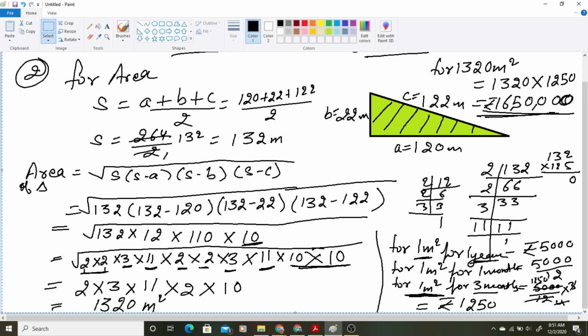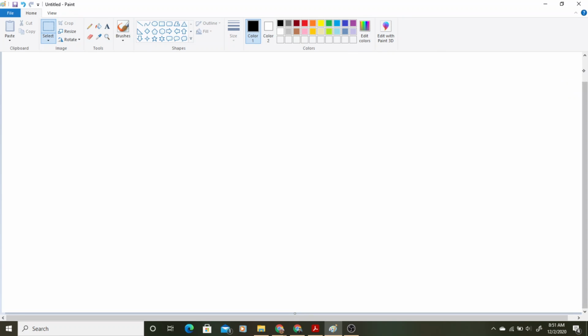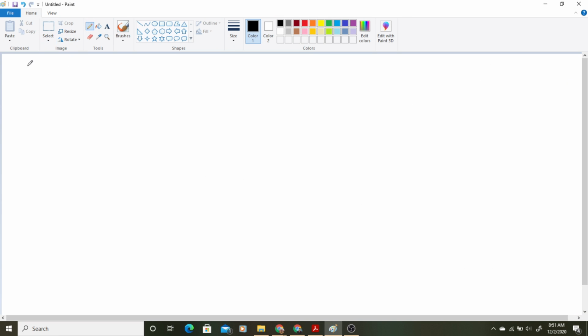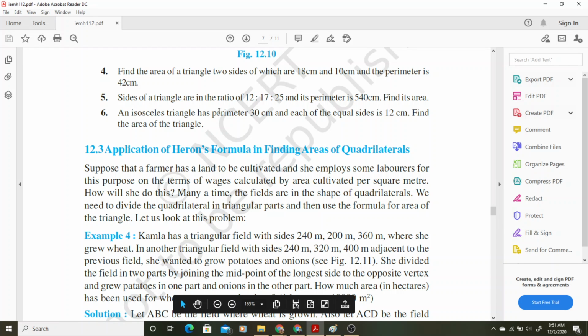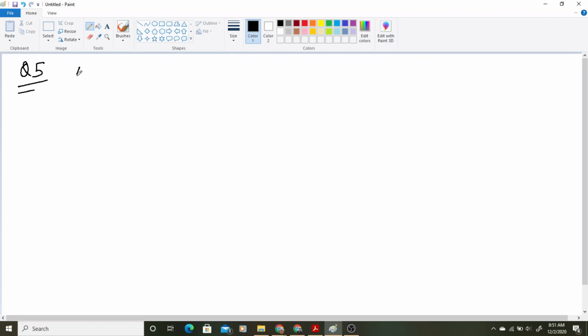Okay, let us see question number 5. So what is there in question number 5? Sides of a triangle are in the ratio 12:17:25 and its perimeter is 540. Okay, so we are given the ratio of the sides of a triangle.